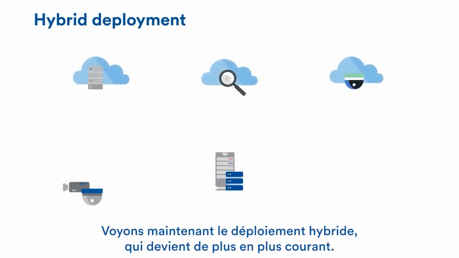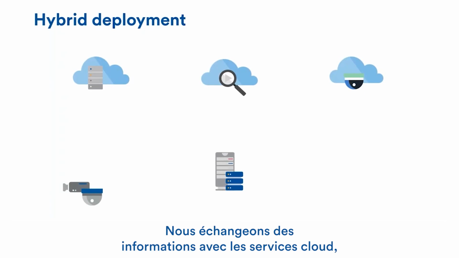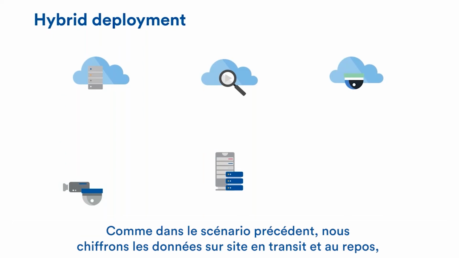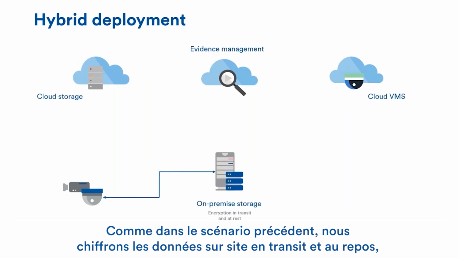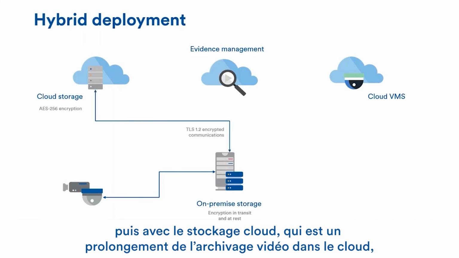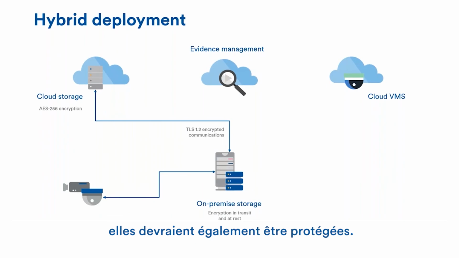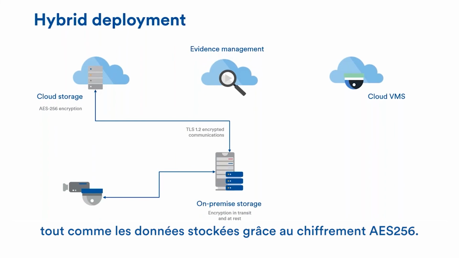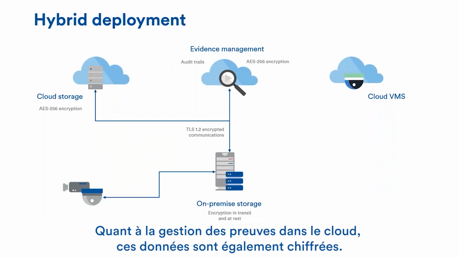Let's look at a hybrid deployment, which is becoming more and more common. We're exchanging information with cloud services. And here, the main objective is to share evidence in a secure way or store it securely. So as in the previous scenario, we're encrypting the data on-premise, in transit and at rest. And then with the cloud storage, which is an extension of video archives in the cloud, this should be protected as well. With our systems, the communication is encrypted, and also when it is stored, with AES 256 encryption. Then for cloud evidence management, we have encryption for that data as well.